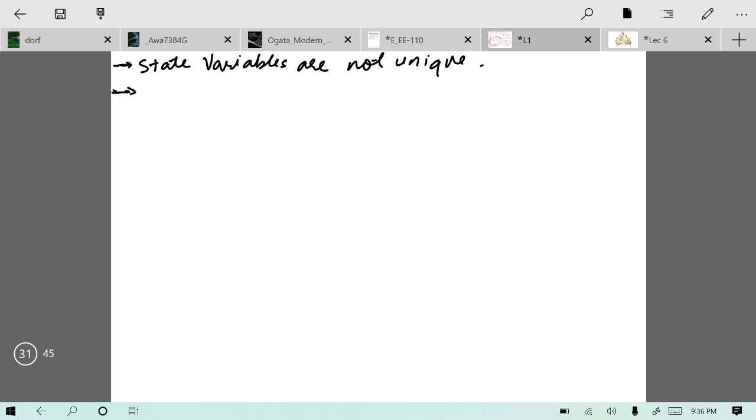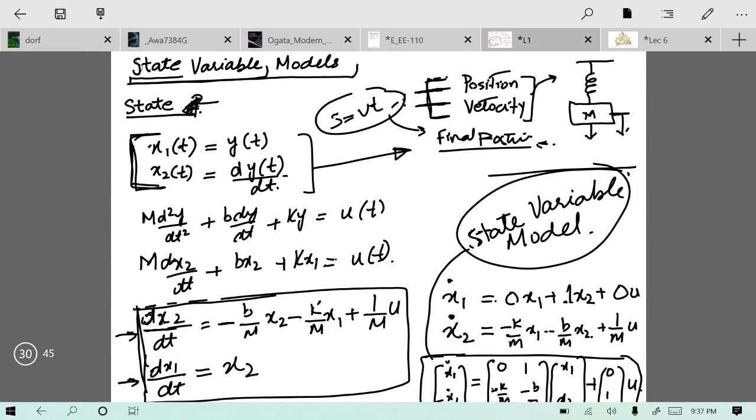So state variables are not unique, but the important point is that state variables should be a minimum set of variables. For example, in this system, position and velocity were enough for us to find the final state of the system. If I define position, velocity, acceleration, resistance and spring constant, moving in east direction, moving in south direction, all as state variables, they would be redundant. My answer can be found by these two state variables only.